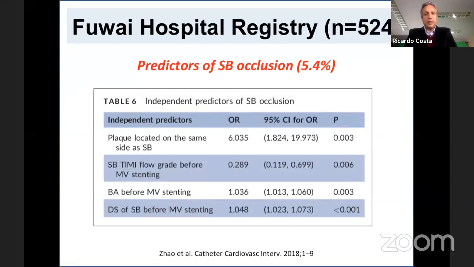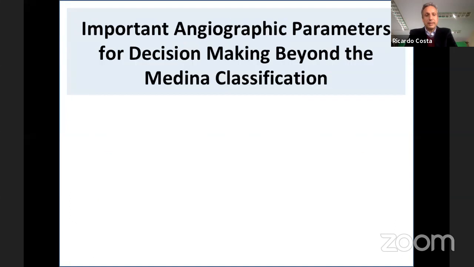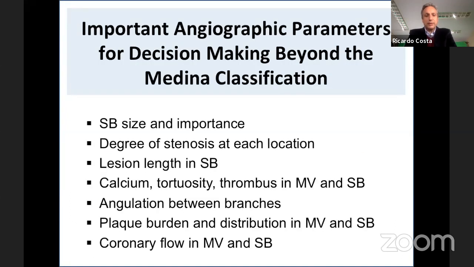In the Korean hospital registry, also, the predictors identified for occlusion were plaque located on the same side as the side branch, like eccentricity, as we found in the IVUS studies, the TIMI flow before main vessel stenting, and also the degree of stenosis in the side branch before the main vessel stenting. Important angiographic parameters for decision making beyond the Medina classification.